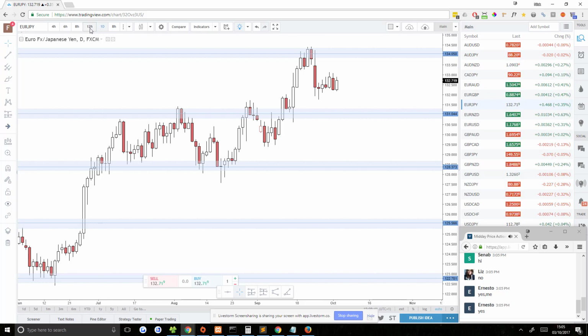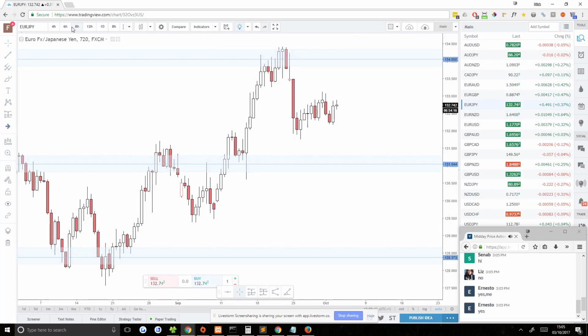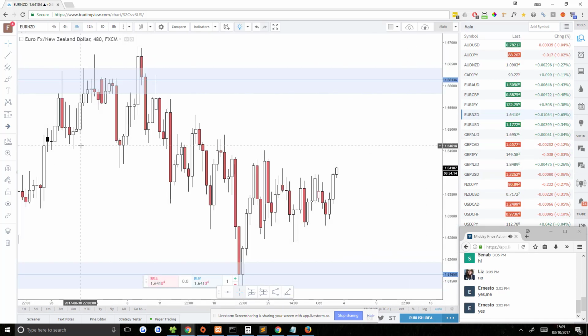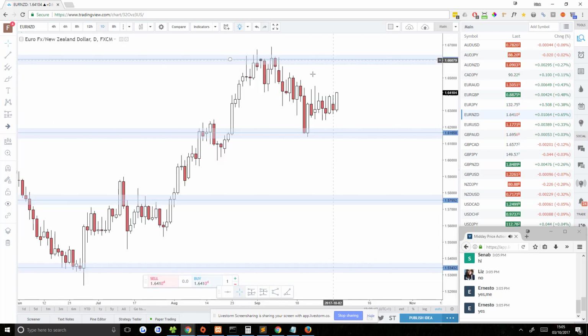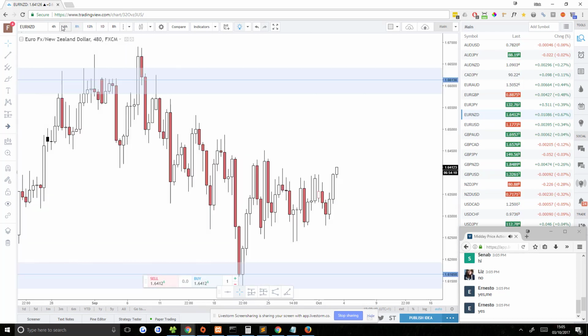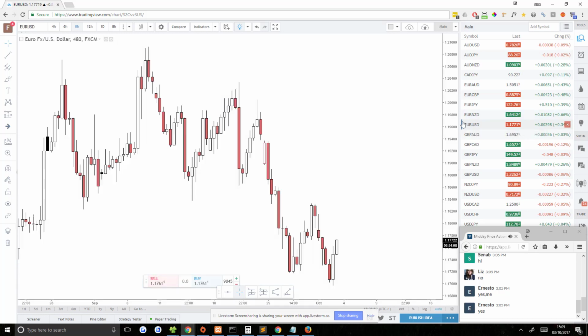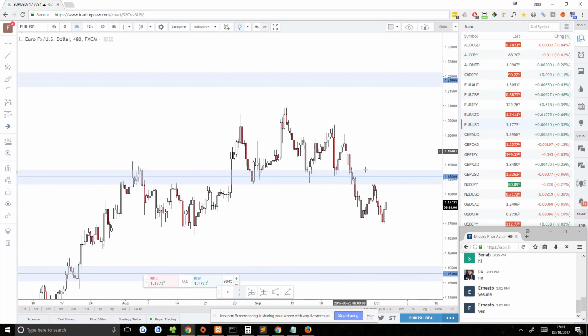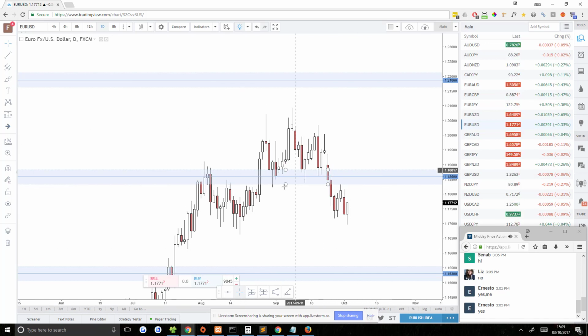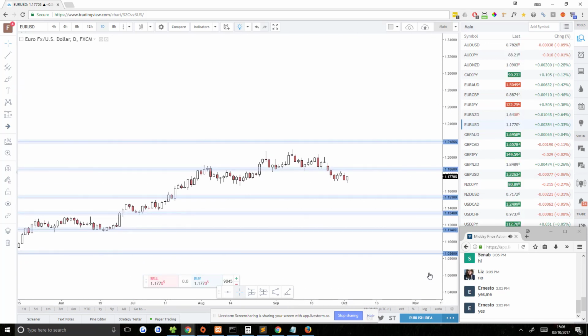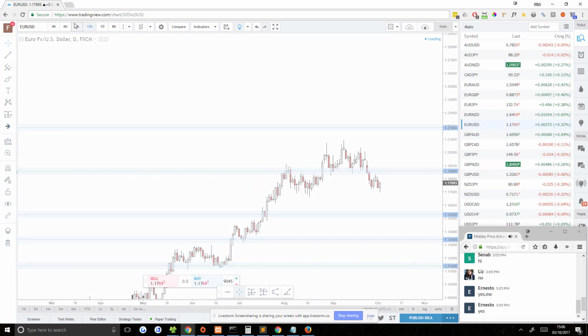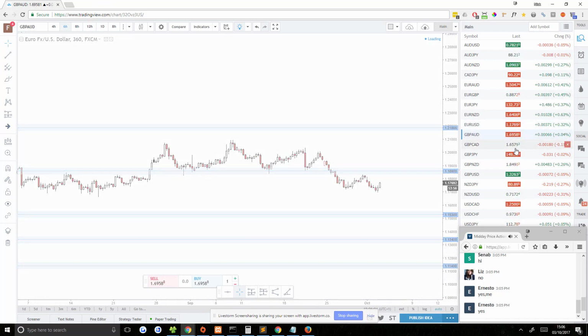Euro JPY is ranging in between support resistance. Not much opportunity there. Euro New Zealand. Same deal, ranging between support resistance, so nothing I'd really want to trade there. Euro USD. Yeah, it's in between support resistance at the moment, so again, nothing I'm really too interested in trading.